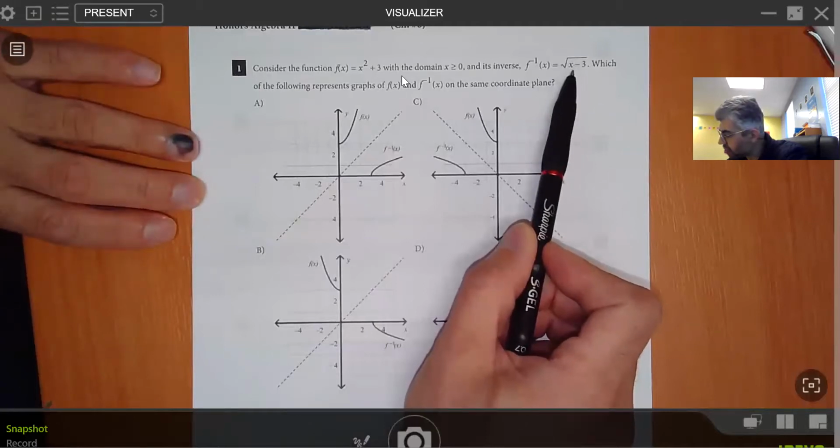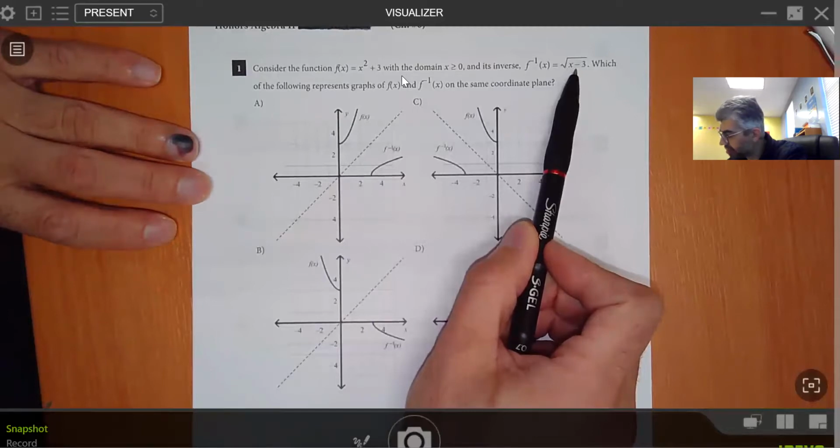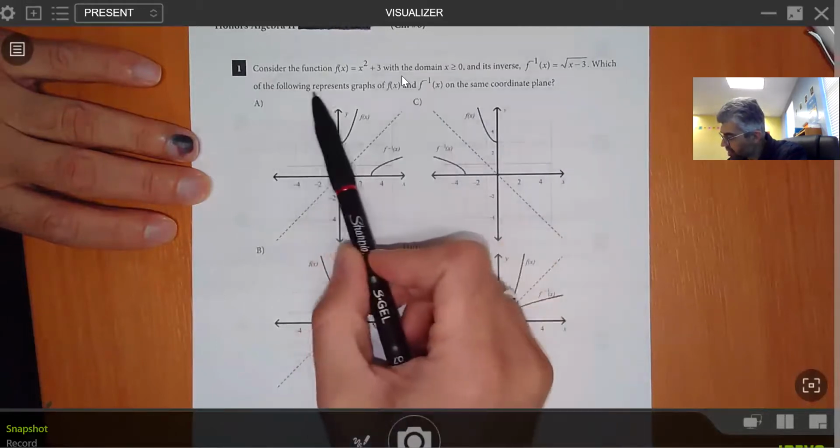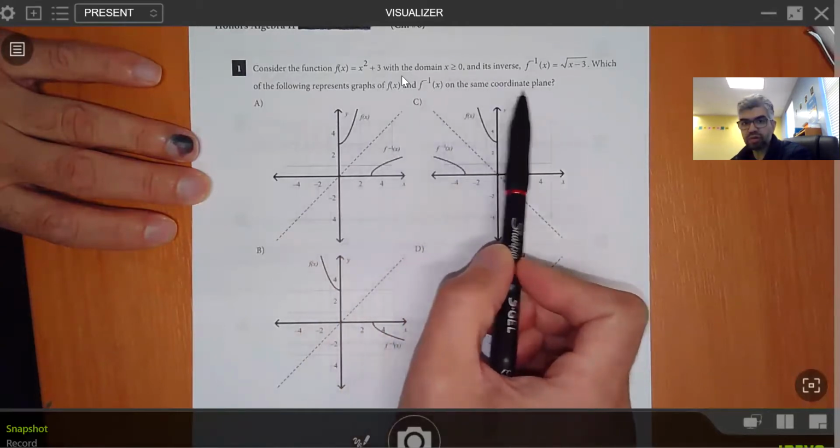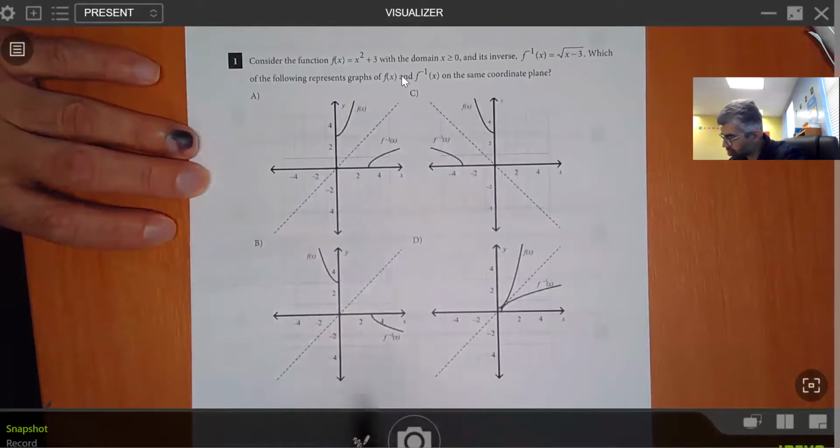And you see here, in the square root, we should have positive numbers in the radical. Okay? So which of the following represents the graph of f of x and the inverse of x on the same coordinate plane? Here you see all the options.